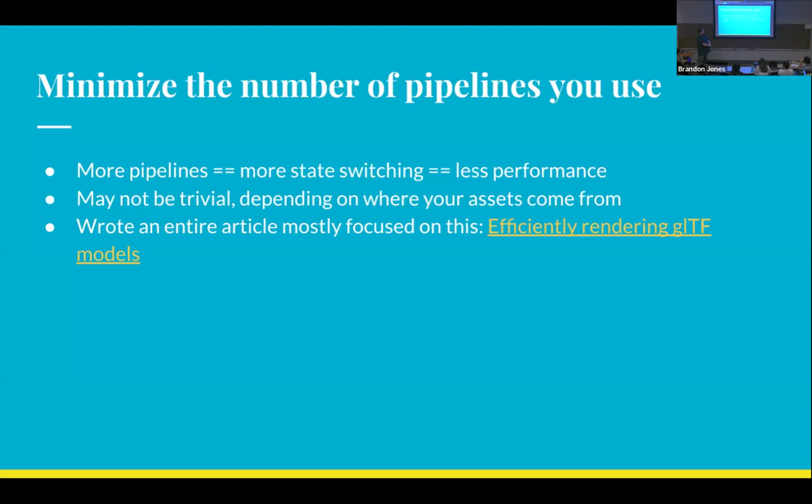The first and probably most important thing is you want to try to minimize the number of pipelines that you use. Now, this is something that comes up on the native side too, but it's really easy to fall into the trap of not doing this, because in general, the more pipelines you have, the more state switching you're going to be doing and the less performant you're going to be. State switching is always the thing that you want to avoid. Now, depending on the application that you're doing, this might be trivial. You can just say, okay, everything renders with the same pipeline, and so I've got 3 of them, and it's good.